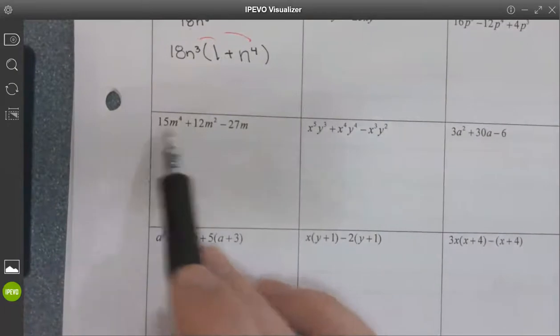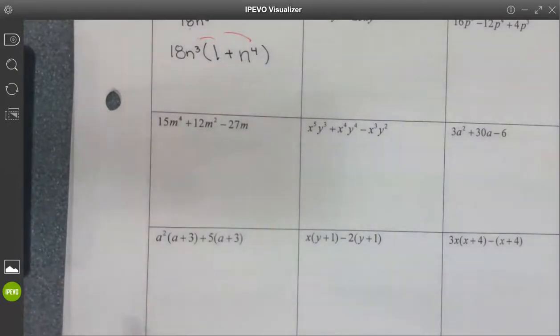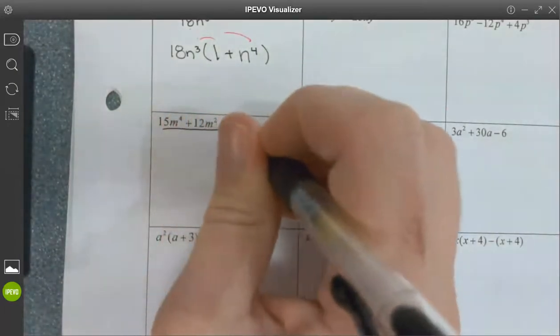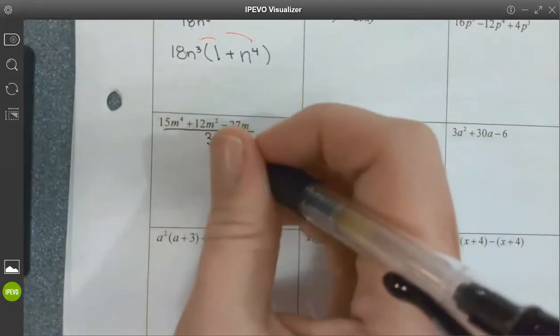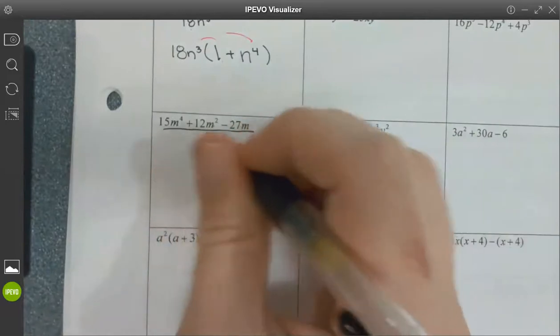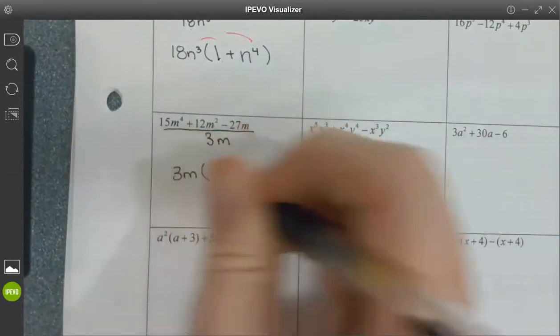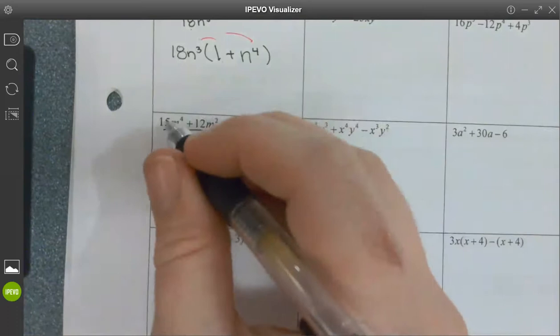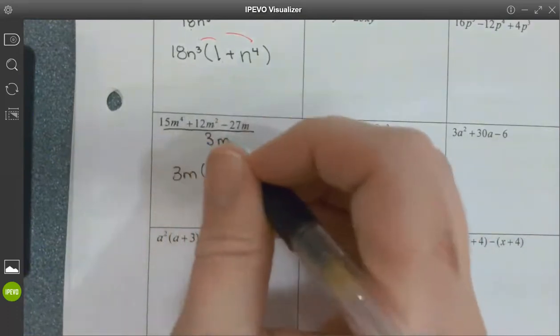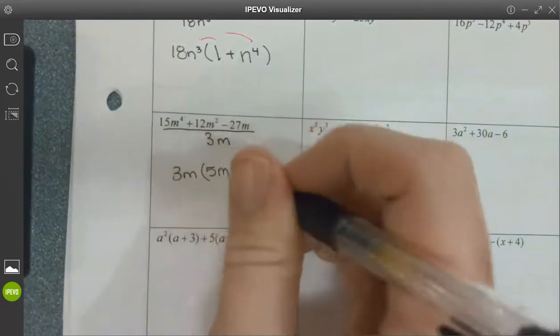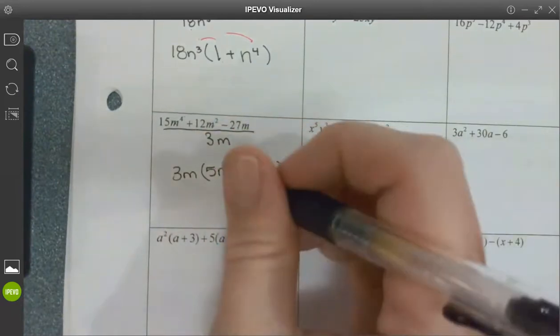Next one, so 15, 12, and 27. The greatest common factor between those integers would be 3. And looking at my variable term, the most I can take out is m to the 1st. So again, that doesn't disappear. I have 3m. And then 15 divided by 3 giving me 5. M to the 4th divided by m, just subtracting exponents here, m cubed.